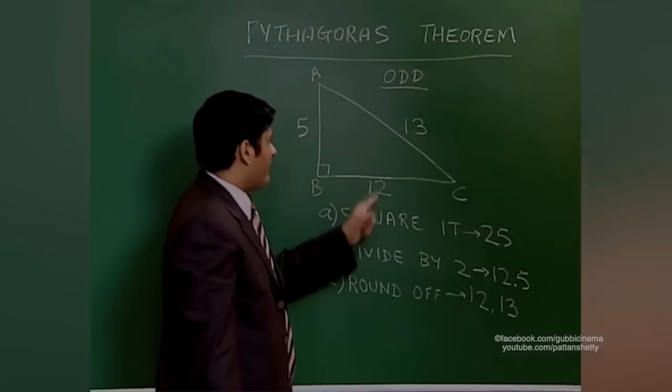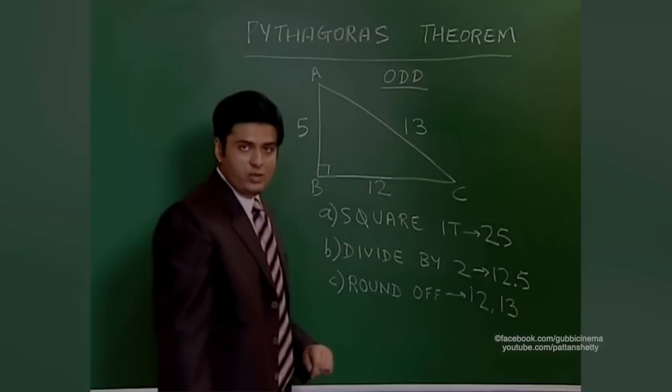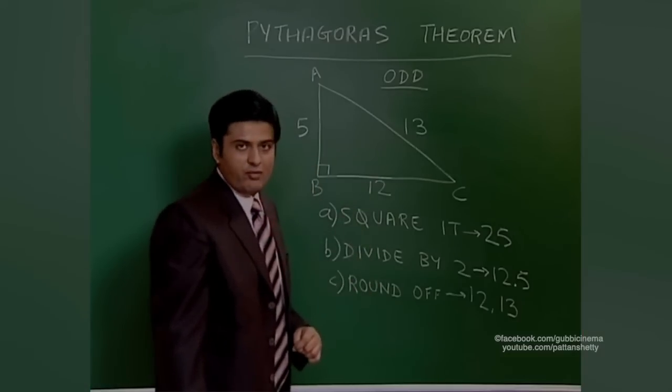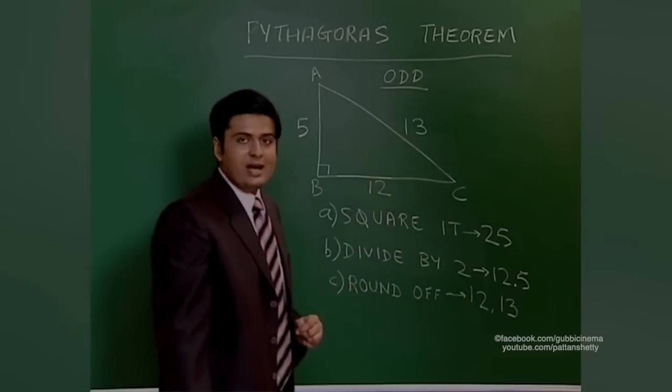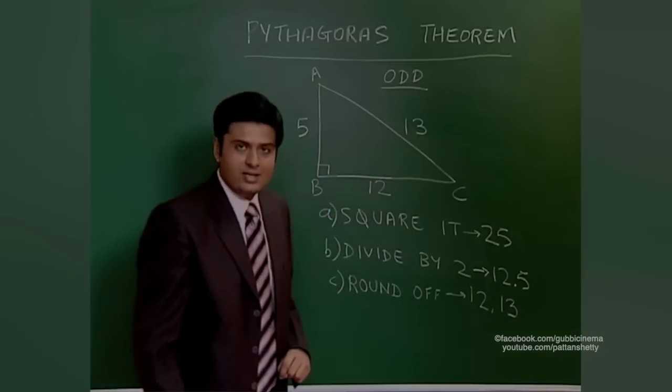5 square plus 12 square is 13 square. We can check it. We know 5 square is 25, 12 square is 144, 13 square is 169. 144 plus 25 gives 169.